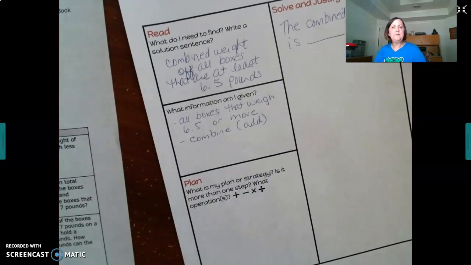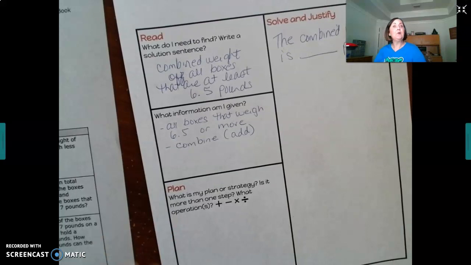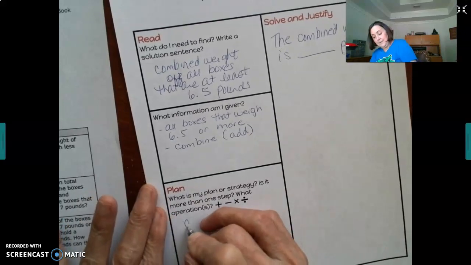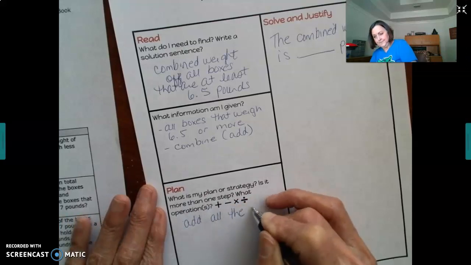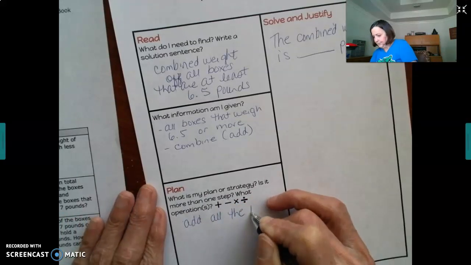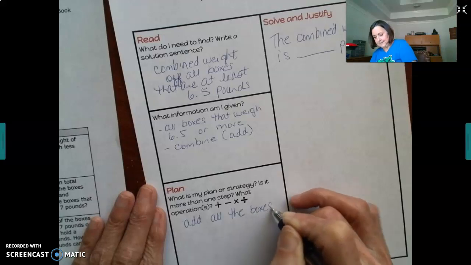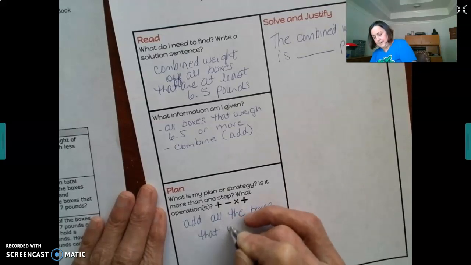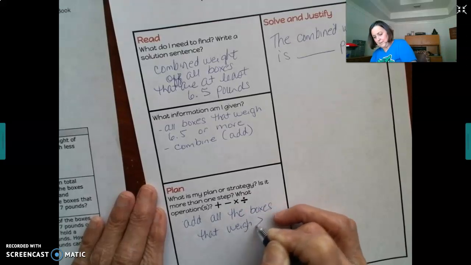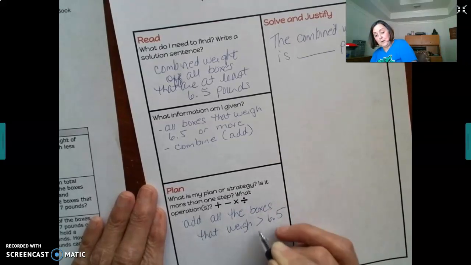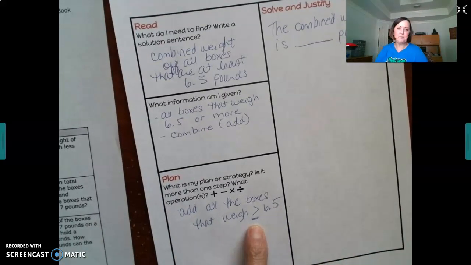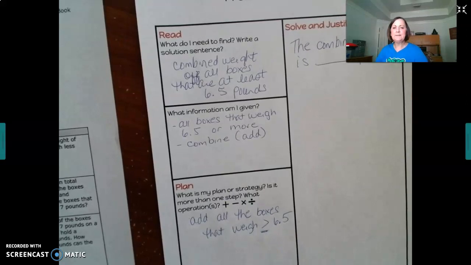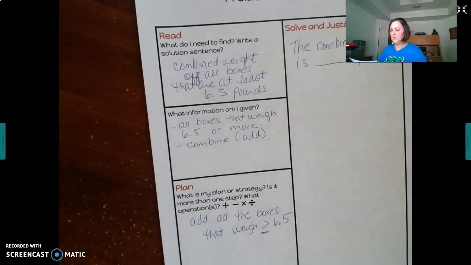So what's our plan? First of all, we need to look at our stem and leaf plot, and we are going to add all the boxes that weigh greater than or equal to 6 5/10. That's what that line right there means. All right, so all the boxes that weigh 6 5/10 of a pound or more.